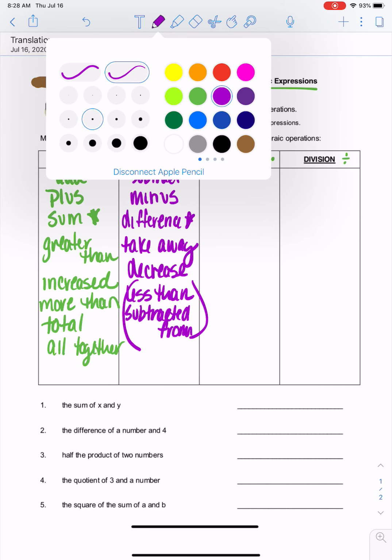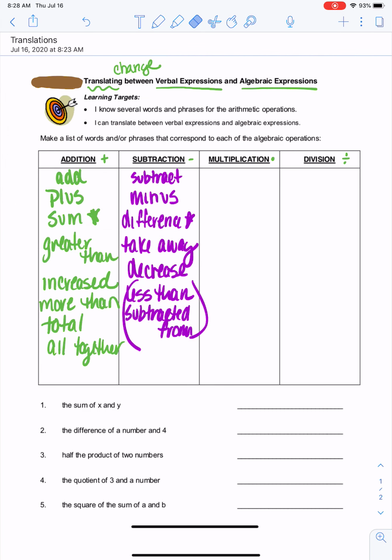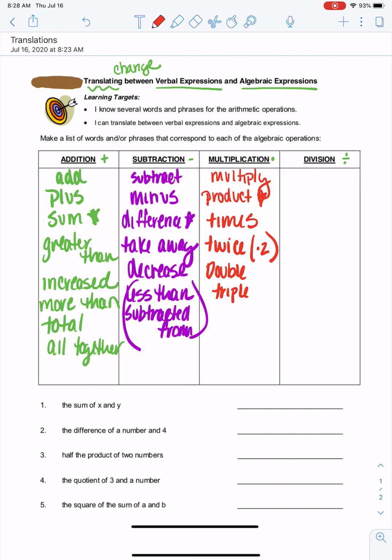Let's talk about multiplication. Some words that mean multiplication would be, of course, to multiply. One that people always forget is product. That's an important one. The product of two numbers. Of course, times. The word twice, that's going to mean times 2. Also doubled means to multiply by 2. Similarly, triple. Now, we've talked about exponents before, but if something is squared, that means times it by itself 2 times. Similarly, cubed, it's going to mean x to the 3rd power.